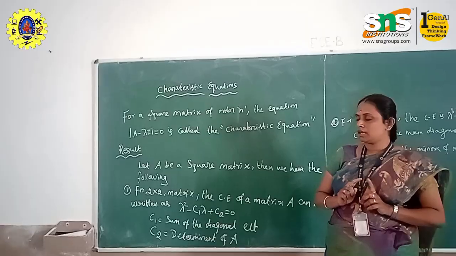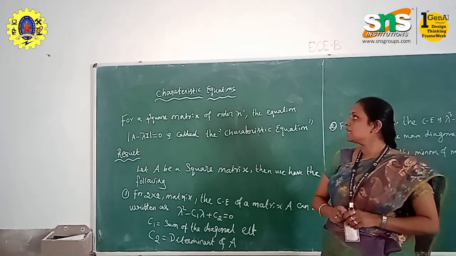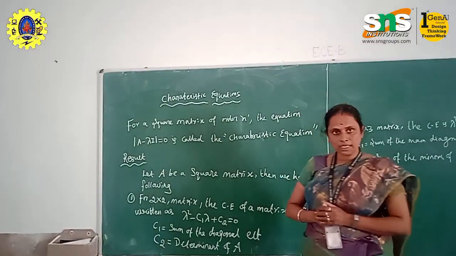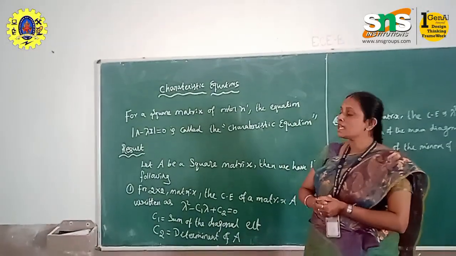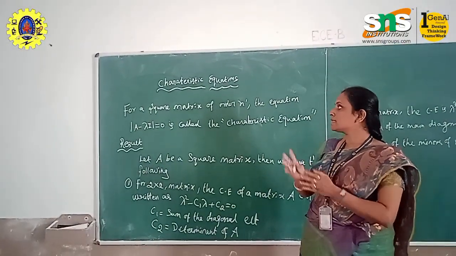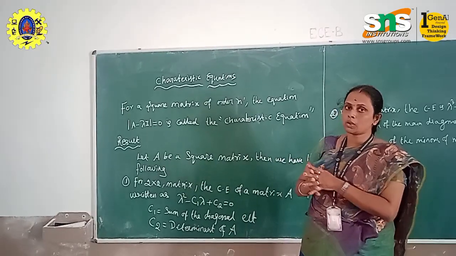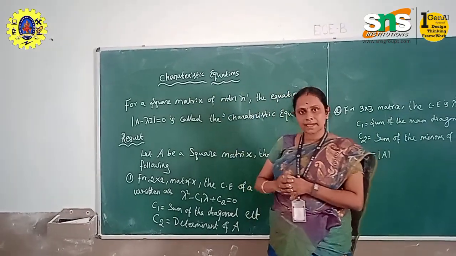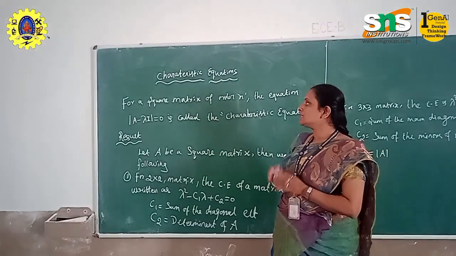A matrix is a rectangular array of numbers. So in solving a matrix, we have to use the characteristic equation of a square matrix. In a square matrix, the characteristic equation is used to find the eigenvalues. Next we have to see the characteristic equation for the square matrix.